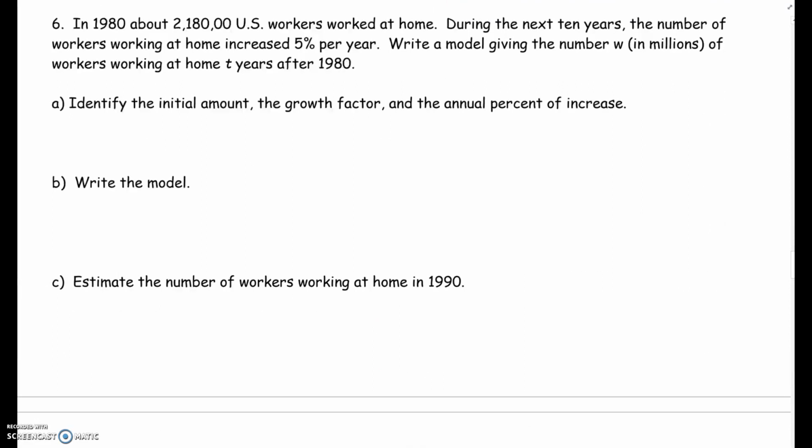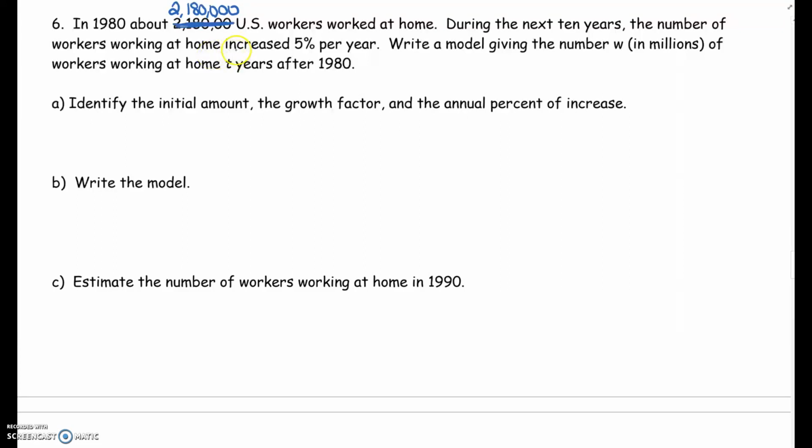In 1980, about 2,000, oh my gosh, what should that number be? That should be 2,180,000. Looks like we left off a 0. 2,180,000 U.S. workers worked at home. During the next 10 years, the number of workers working at home increased 5% per year. Write a model giving the number W in millions of workers working at home t years after 1980.